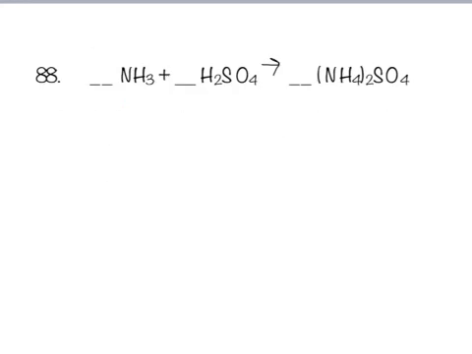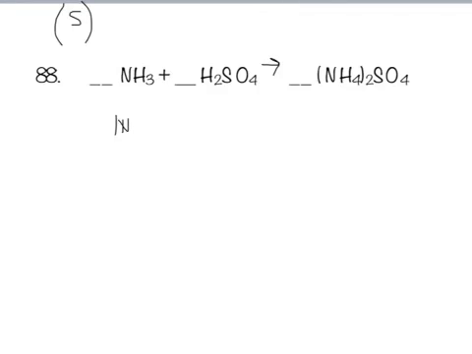Okay, in this reaction we have ammonia combining with sulfuric acid to form ammonium sulfate. Anytime you have 2 things combining to make 1, that is an example of a synthesis. You may also call it composition, either one, but I'll call it a synthesis. Alright, let's do our balancing.